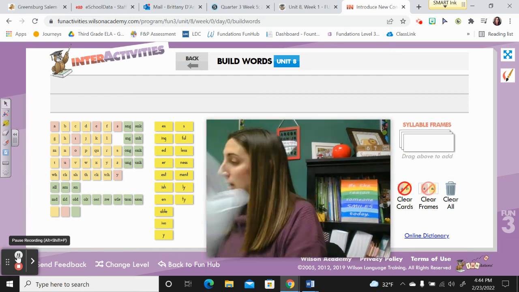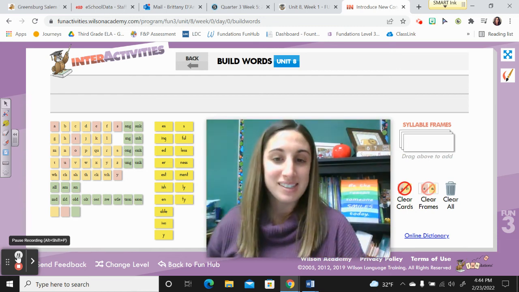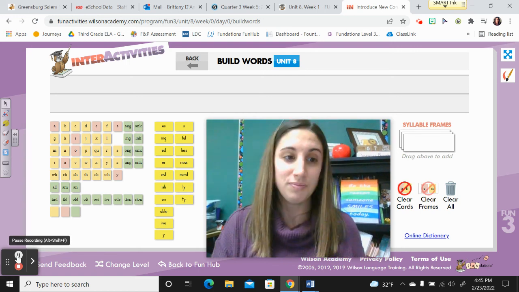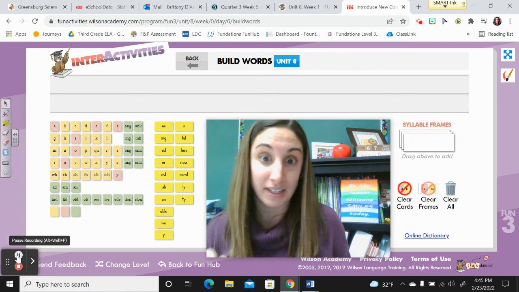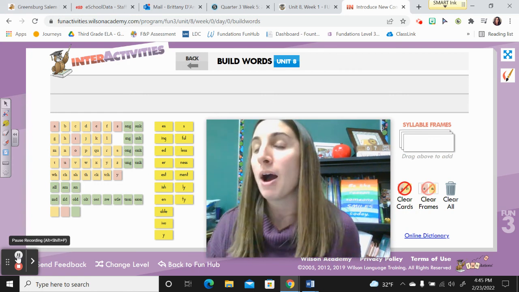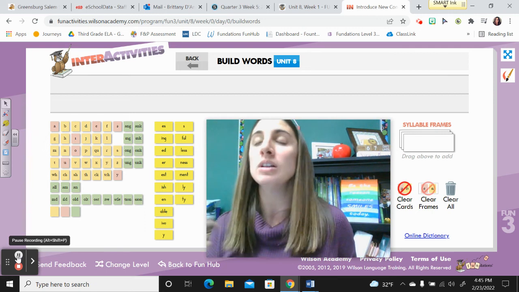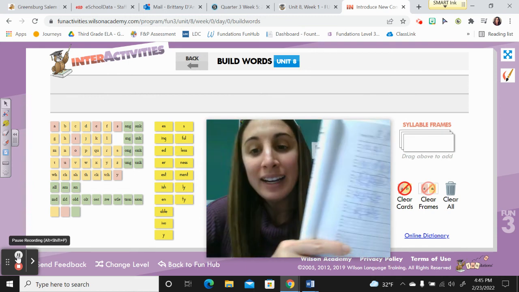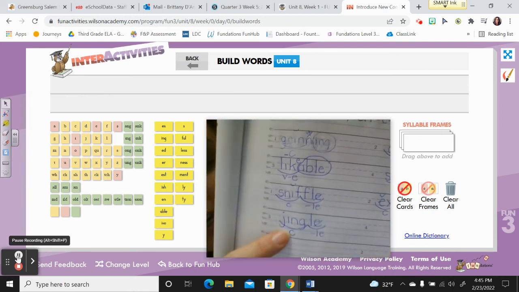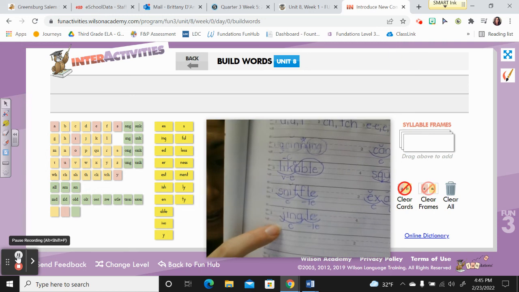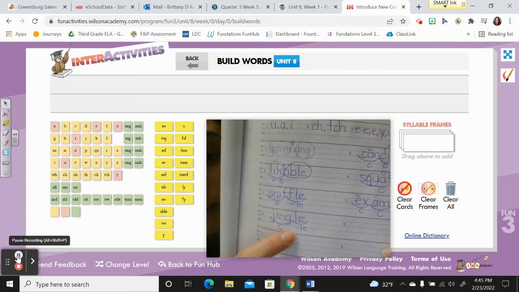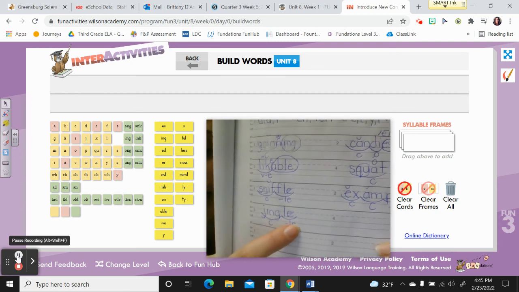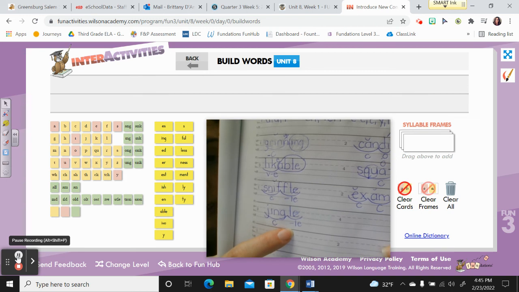Word number 3, jingle. Say it. Jingle. Go ahead, spell it and mark it. I have a feeling some of you may need to fix this one. Like we talked about with pickle, tackle, tickle, jingle. That ing sound that you hear should stay together in that first syllable type. And then you have the ul by itself.